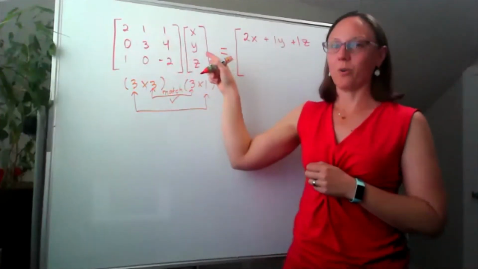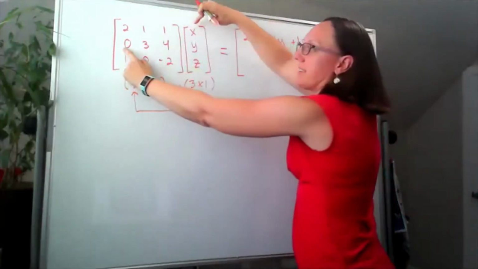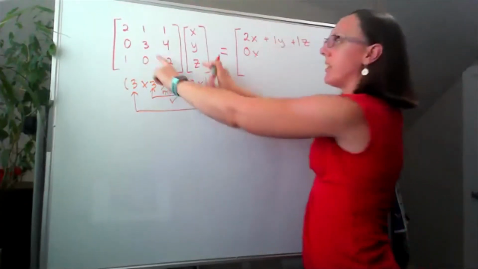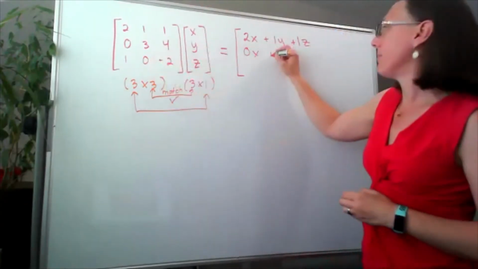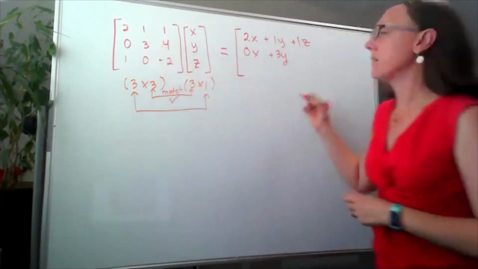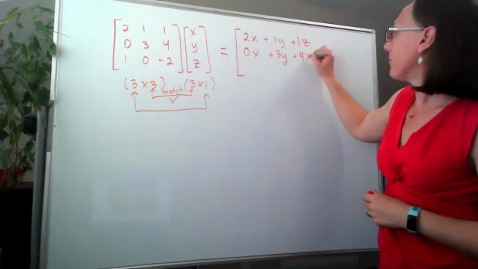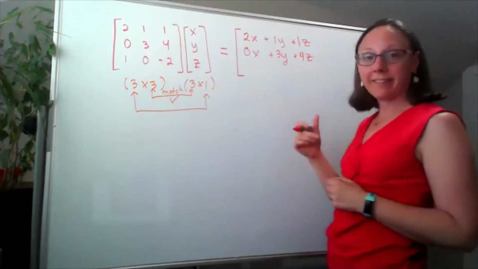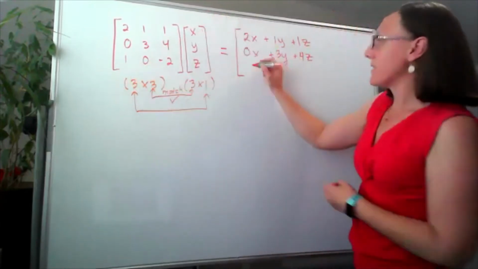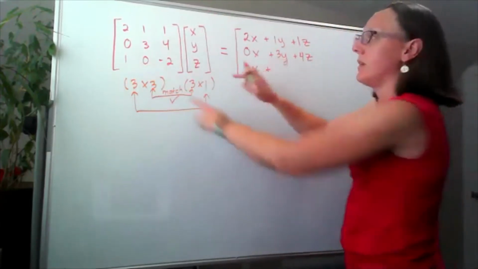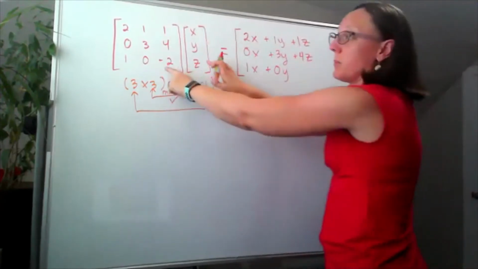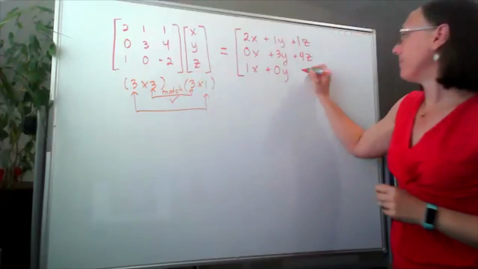My second row here is going to be 0 times X, 3 times Y, plus 4 times Z. And my last row, 1 times X, plus 0 times Y, plus -2 times Z.